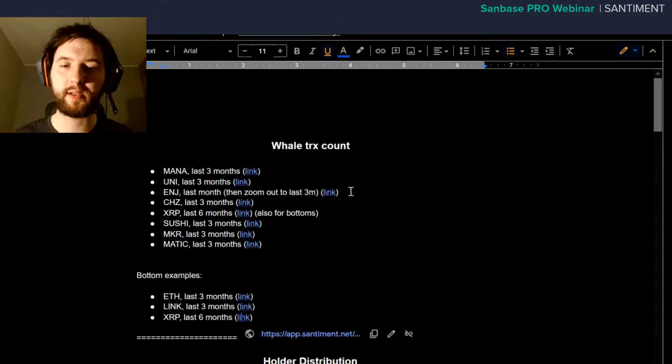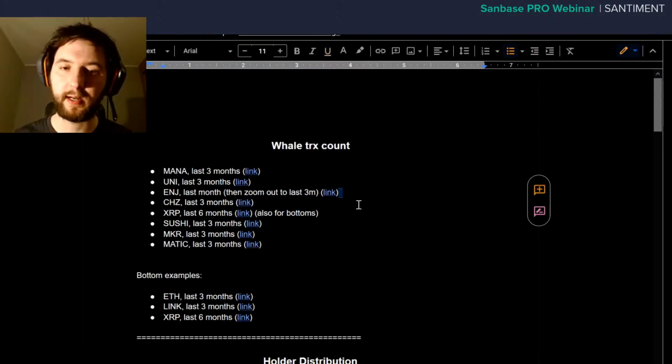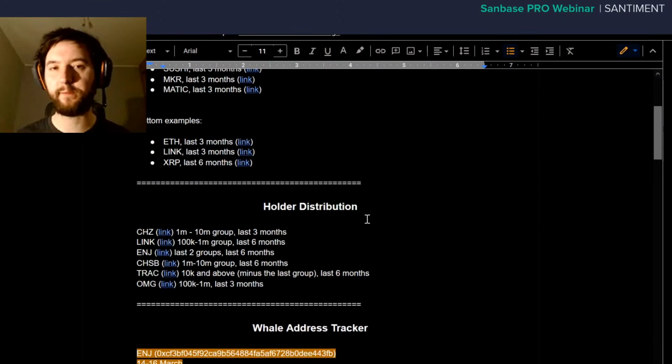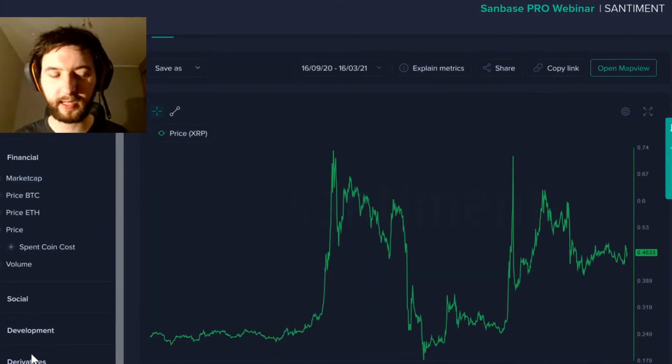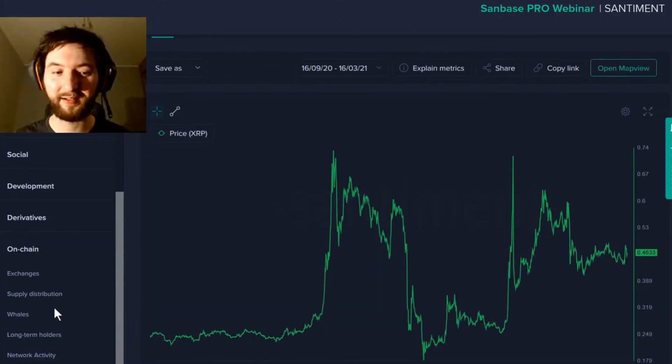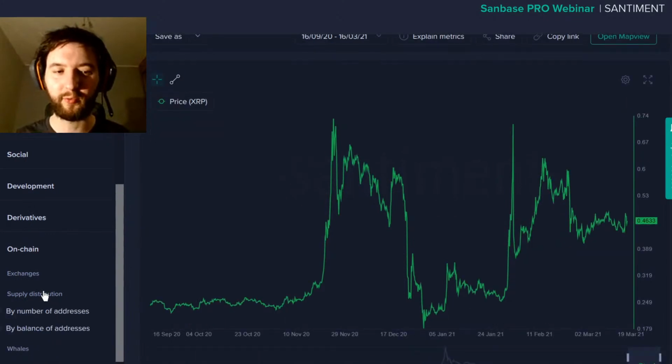So this is what whale transaction count looks like, right? So the second metric, and probably the metric that most people here are familiar with as far as how to look at whale behavior on our platform, is what we call holder distribution, or starting today, because we added a new metric tree to our platform.